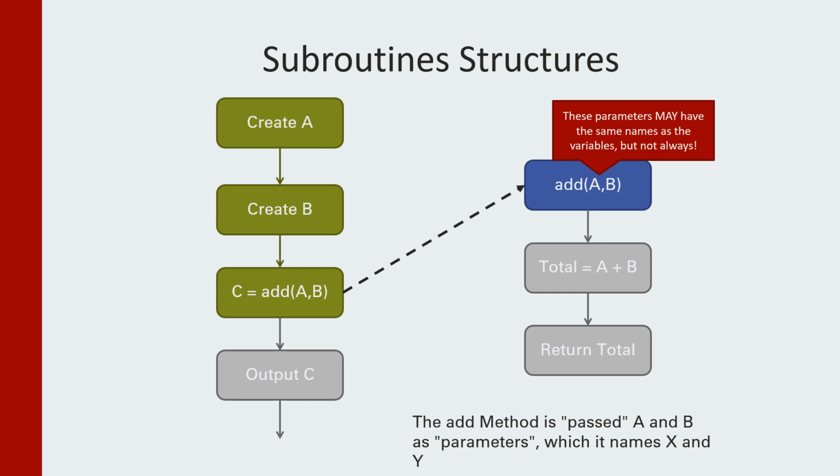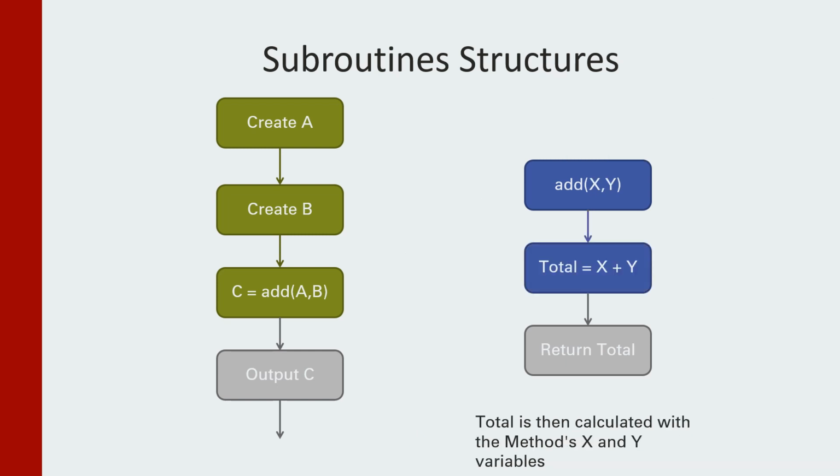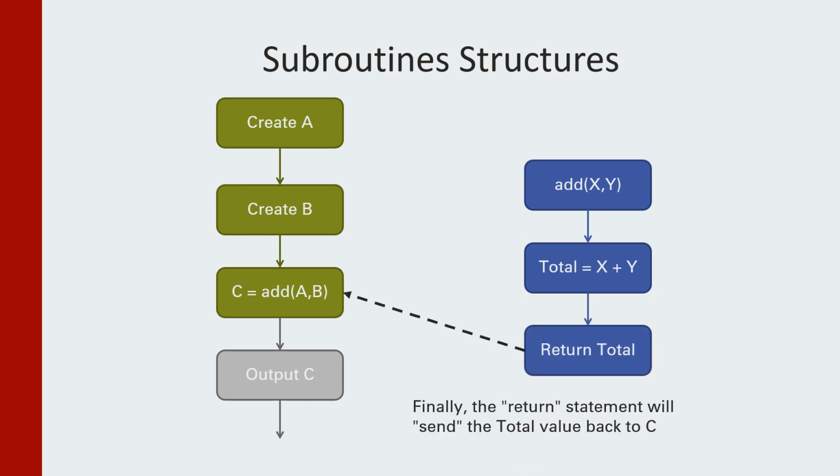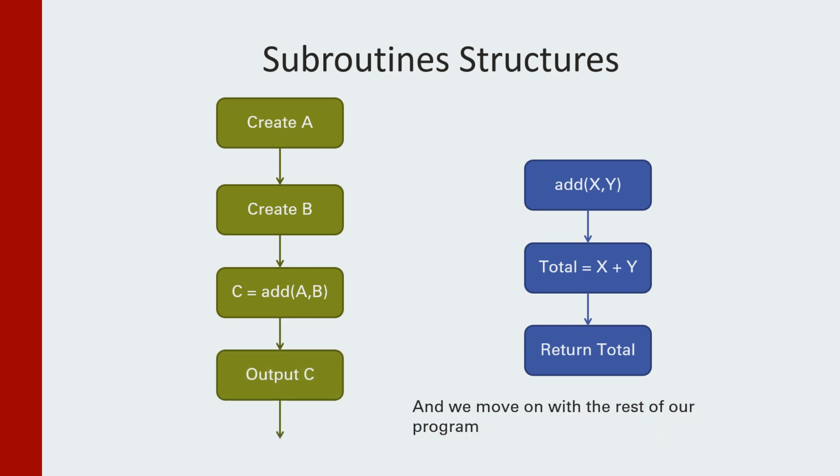Now, these parameters may have the same names as the variables, but it's the order that's going to matter. Great, so it's going to take that total, it's going to add it together, and it's going to return it, and then that'll send the total value back to C. And so now the code can output C. This is obviously a simplified example because adding is one of the primitive operators, but you can put pretty complicated stuff inside your method. And we'll move on.